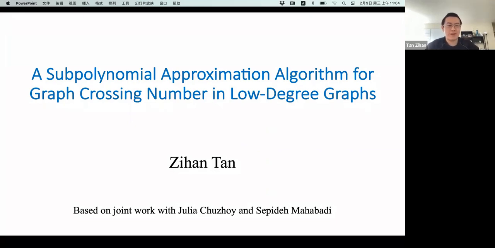So today I'll be talking about a subpolynomial approximation algorithm for graph crossing number on low degree graphs. This is based on joint work with my advisor, Julia Chuzhoy from TTIC, and Zeev Mahabadi, who was a previous research assistant professor at TTIC as well.